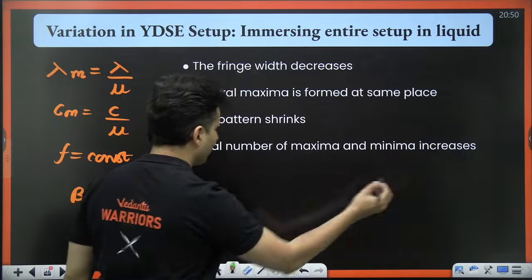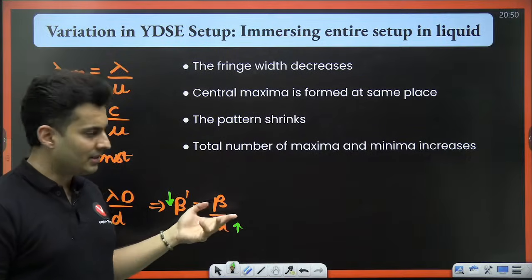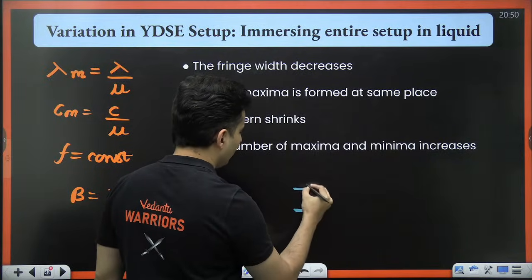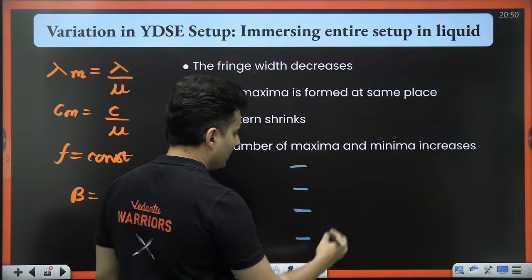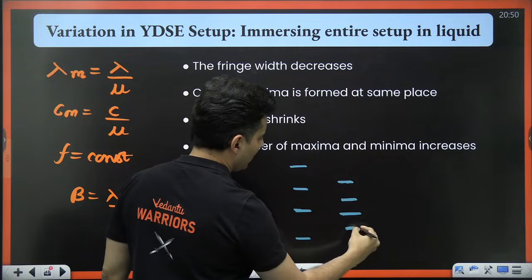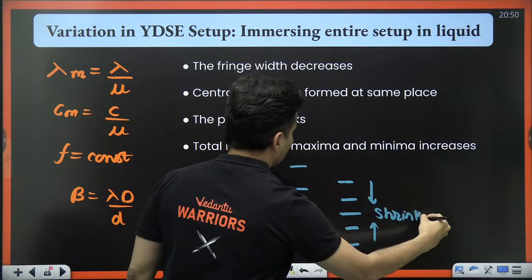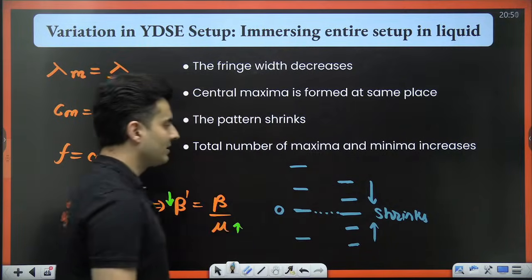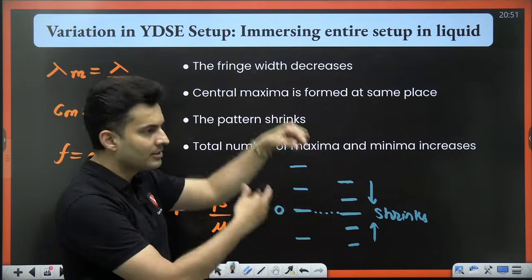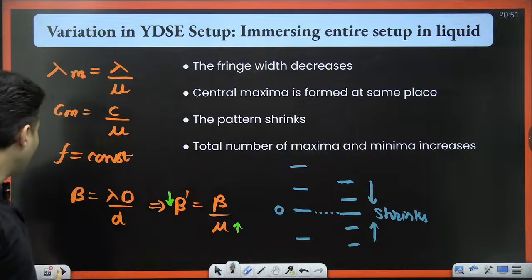You can see that right over here. The moment mu increases, the fringe width decreases. The maxima is still at the same place. That is kind of obvious. If these were the fringes, bright, dark, bright, dark, bright, dark, then the central maxima is still at the same place, just that these will be coming closer. So you can see that the entire pattern shrinks, but the 0 still remains at 0. The total number of maxima and minima will also increase, because if the pattern shrinks, then you will have more maxima and minima towards the end side. That is kind of obvious. So that's the logic behind it.